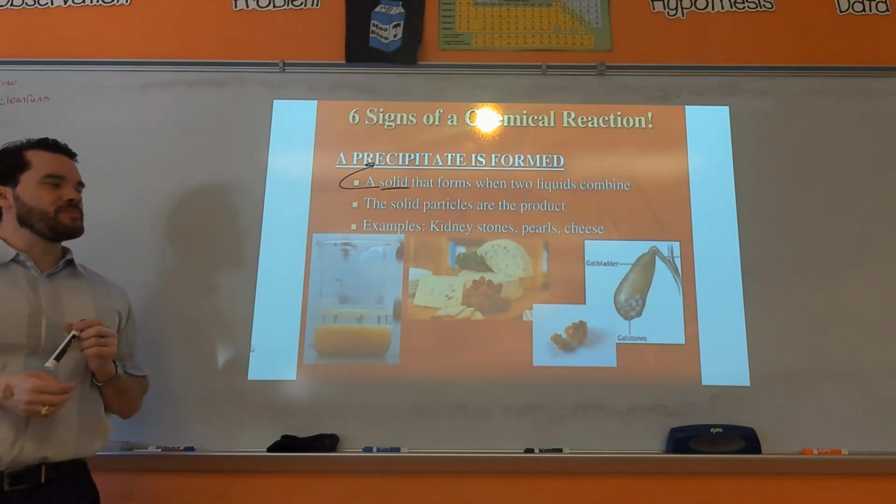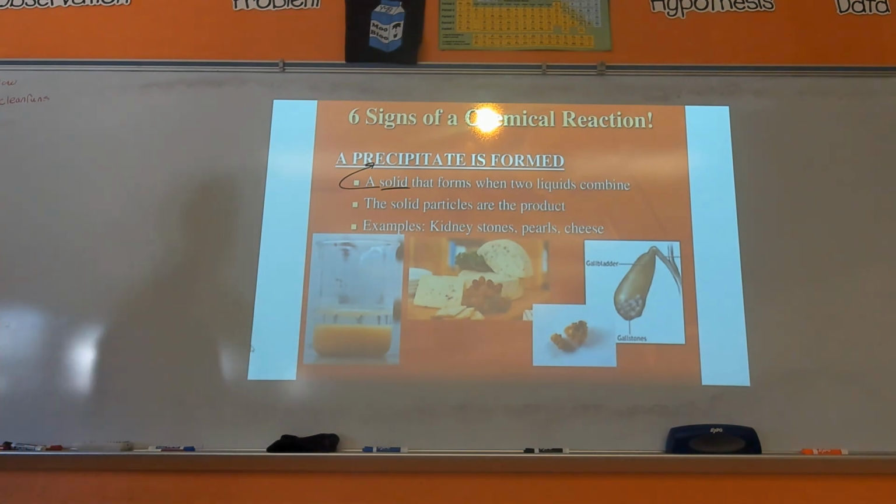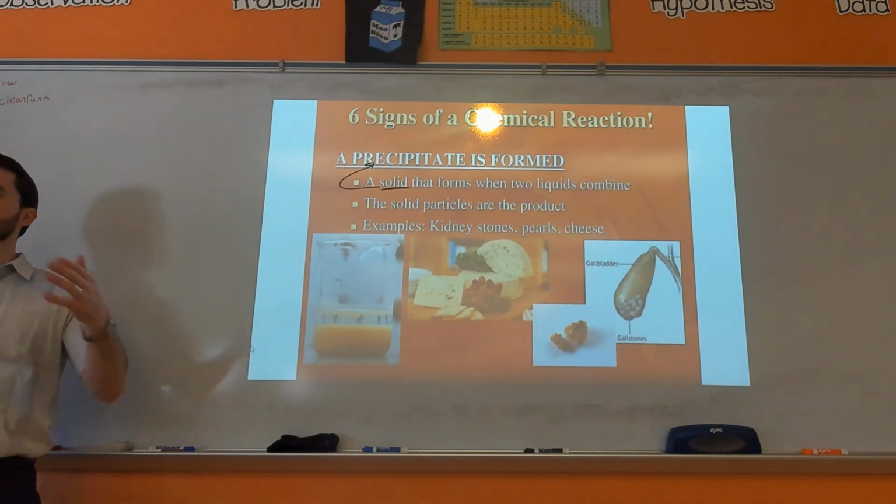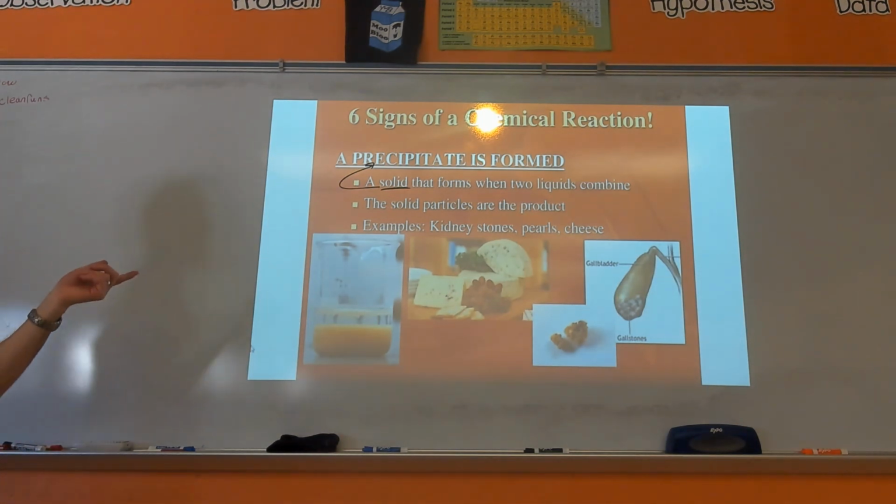A medical example could be, you ever heard of gallstones or kidney stones? Those would be examples of precipitates that have occurred because of certain chemical reactions happening in the gallbladder or in the kidney, and then those can cause issues because you have these basically like rocks inside your kidney, and that can cause blockages and issues like that.